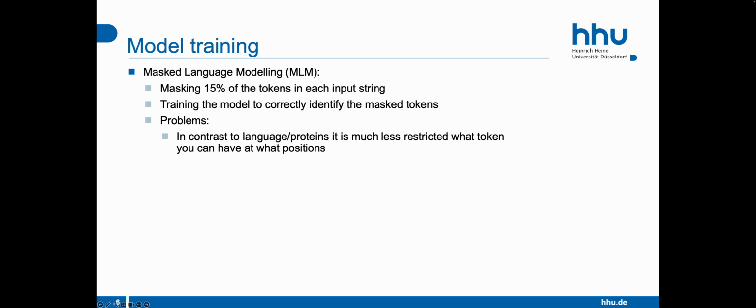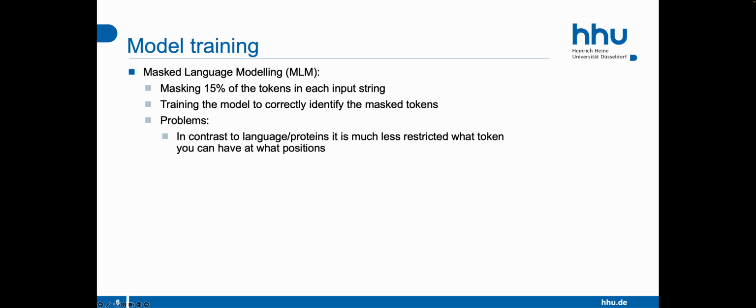In the context of natural language and also of protein amino acid sequences, training for this task makes a lot of sense. Because for every token position in a sentence or in a protein, there is only a very limited number of tokens that make sense to be in those places, being restricted by grammar and meaning in the context of language, and being restricted by biophysical rules and patterns that evolved through evolution in the context of proteins.